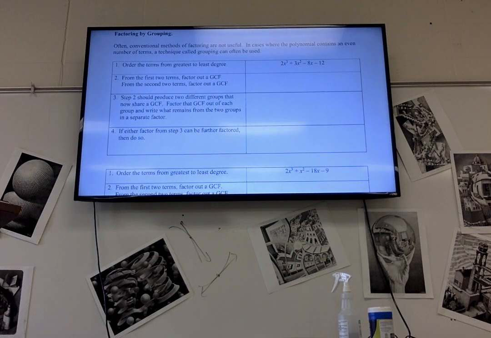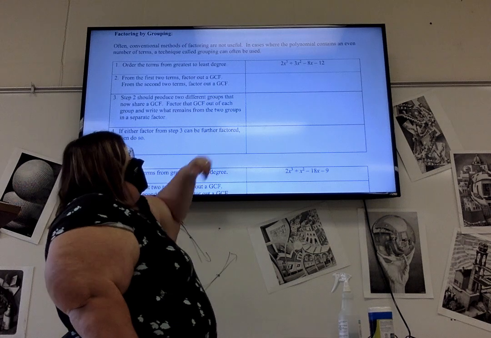Okay, so factoring by grouping. You order them from greatest to least, just like always. And then we would try all the other stuff. So this is kind of like, hey, if none of that other stuff works. So first off, we have more than 3 terms, so chances are you're going to have to do grouping. Secondly, we still look for greatest common factor. It's just none of those have anything in common.